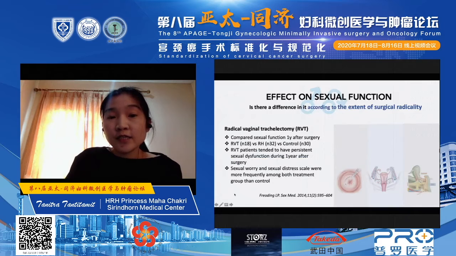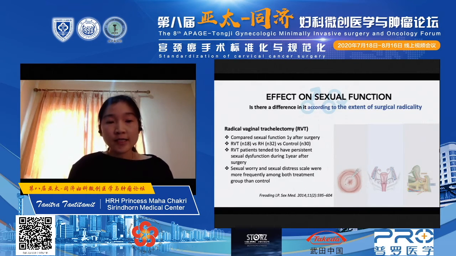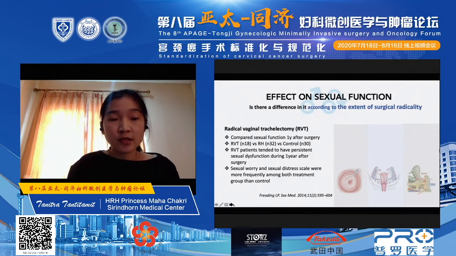Is there a difference according to the extent of surgical radicality? One study compared sexual function 1 year after surgery in patients undergoing radical vaginal trachelectomy, radical hysterectomy, and a control group. The results show the patients with radical vaginal trachelectomy tend to have persistent sexual dysfunction during 1 year after surgery. The sexual worry and sexual distress scales were more frequent among the treatment groups than the control group.